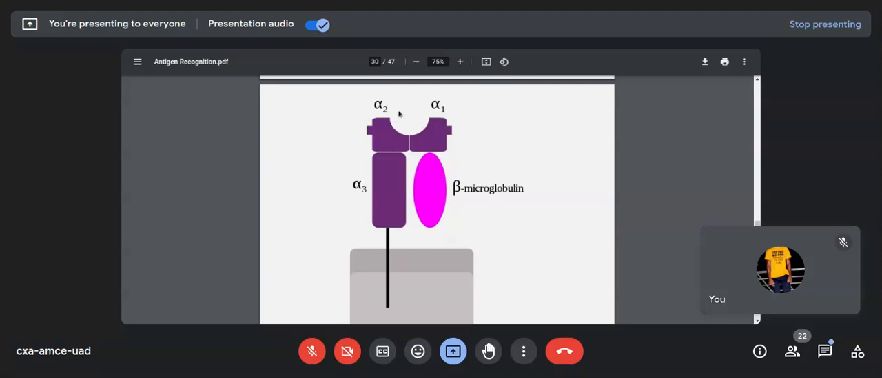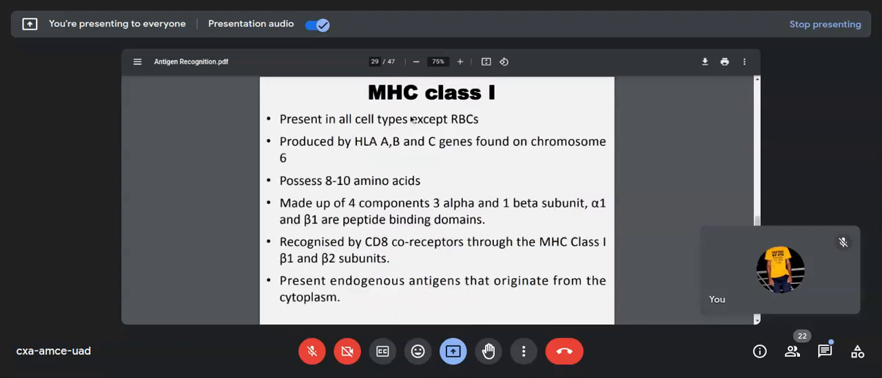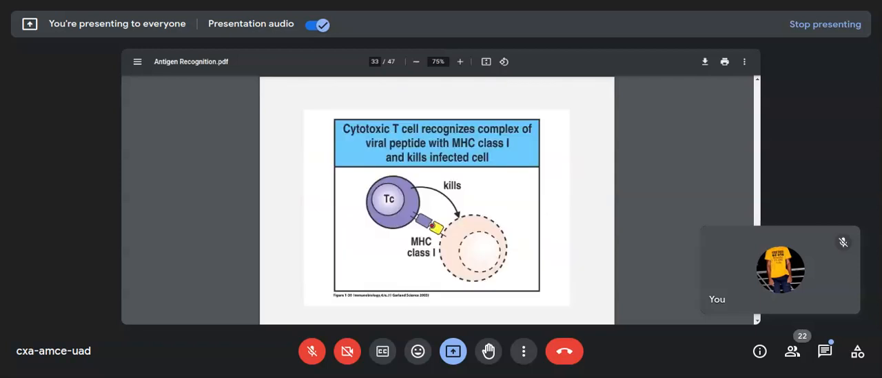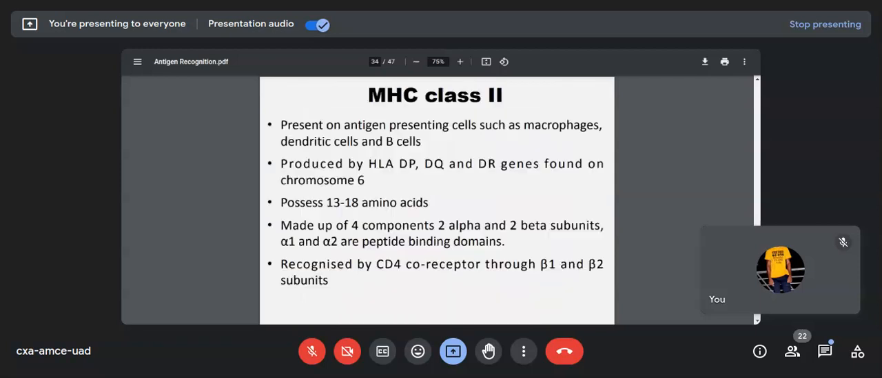So this part here is where we put molecules, and it can possess 8 to 10 amino acids. So when we're presenting a bacterial antigen, 8 to 10 amino acids can fit there. It's so big at that point. So that's something you need to know about MHC class 1.